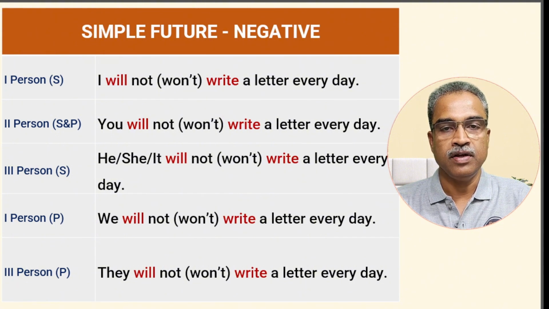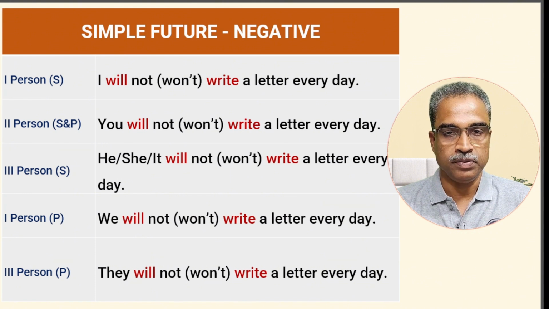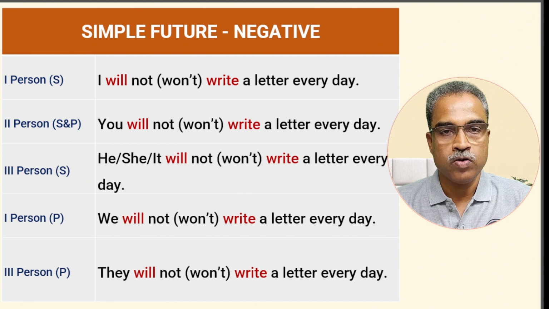So that is how we frame a sentence in the negative, the simple future tense. I will not write a letter every day. And this applies to all the subjects here. Irrespective of the subject, we have only one format, and that is subject plus will plus not plus V1, the root form of the verb, the present form of the verb. So I will not write a letter, or else I won't write a letter. Remember, it is won't and not want. Okay, W-A-N-T, no, this is W-O-N apostrophe T, will not. I won't write a letter.